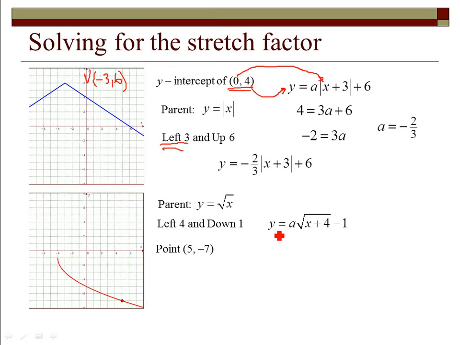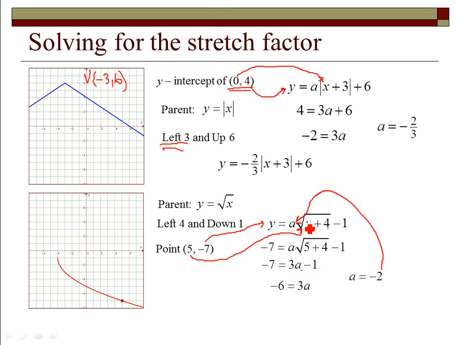So here's my general form for my square root that's been shifted. X plus 4, again we work opposite from left 4, because my locator point was negative 4, negative 1. Now I'm going to plug in these values. So y is negative 7, x is equal to 5. Plug in 5 plus 4 is 9. Square root of 9 is 3. So I got 3a minus 1. Add 1 to get negative 6. Divide by 3. Get a equals negative 2. And our last step, boom, we just plug in negative 2.